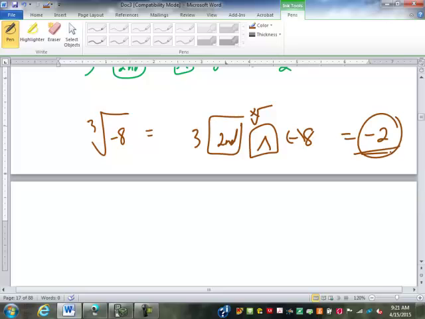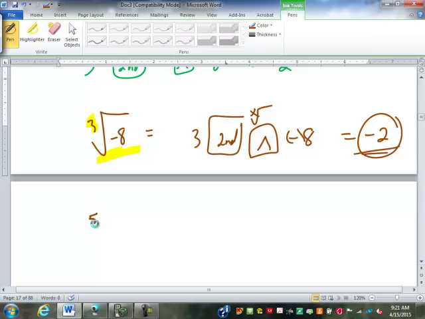Remember, when we were doing powers, even powers, like the power of 2 or 4 or 6 or 8 or 10, always come out to be positive. But the odd powers could be negative. A third power of a negative number is going to be negative, or the fifth power of a negative number will be negative. So since this is a third root, we can find the third root of a negative number.